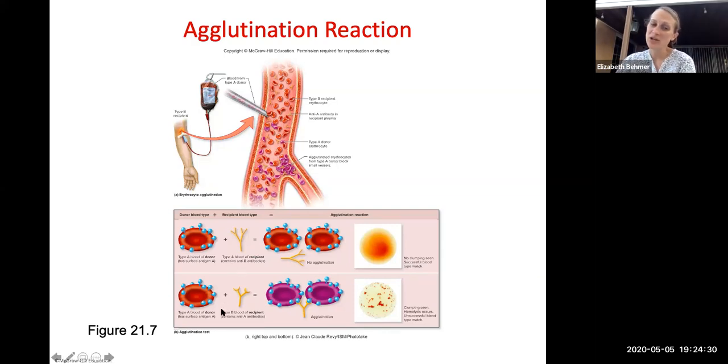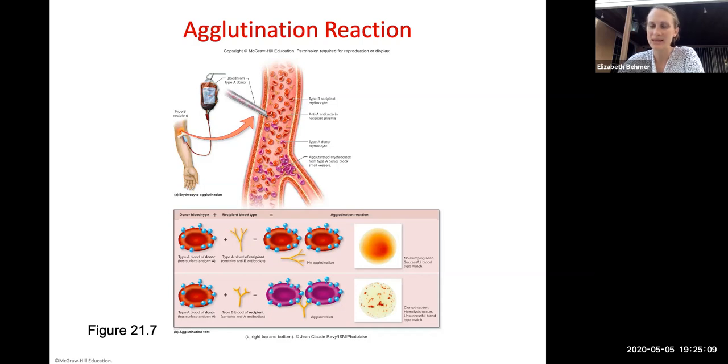If we have a bad blood transfusion, with a donor of type A blood and a recipient of type B blood, you can see how the type B recipient has anti-A antibodies in its plasma that are perfectly aligned to hook on to those type A antigens of the type A person. When those antibodies hook on to the antigens on the red blood cells, that causes the red blood cells to clump, and we call that agglutination, and that can be cause for a bad blood transfusion.